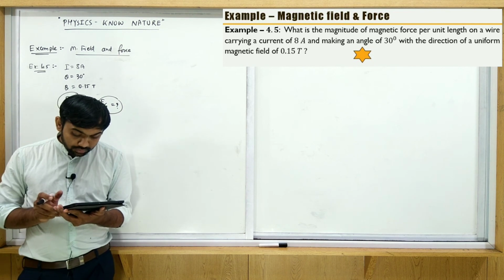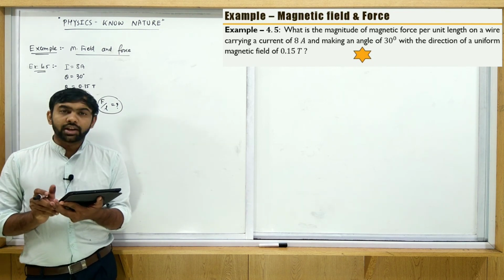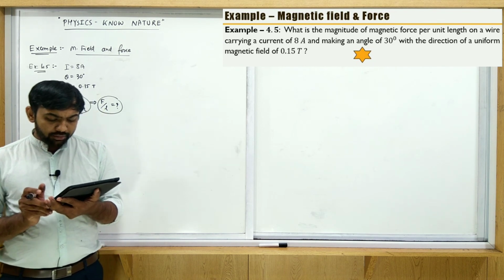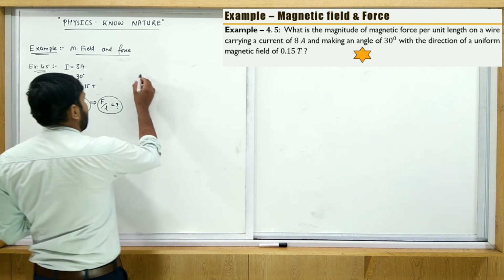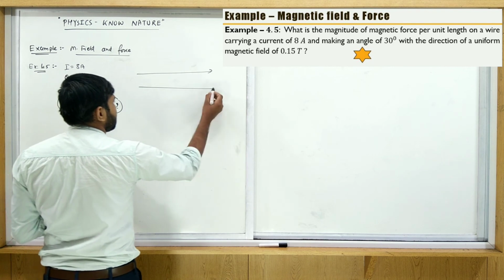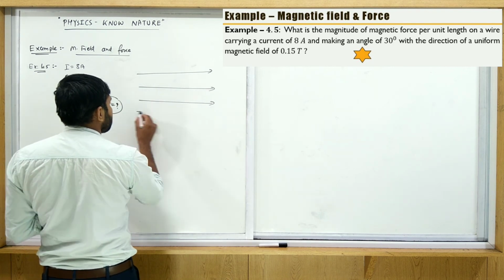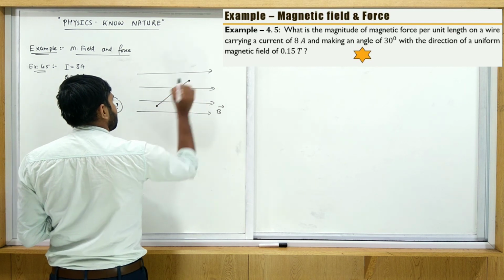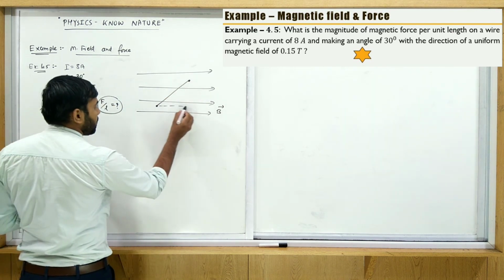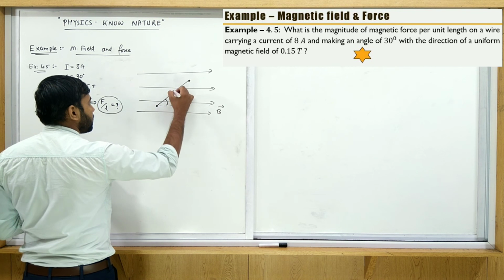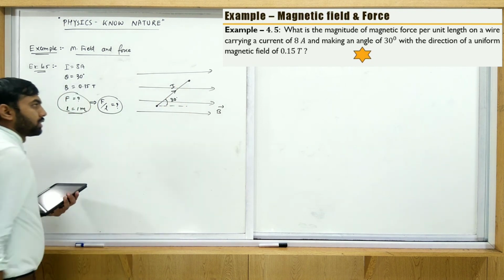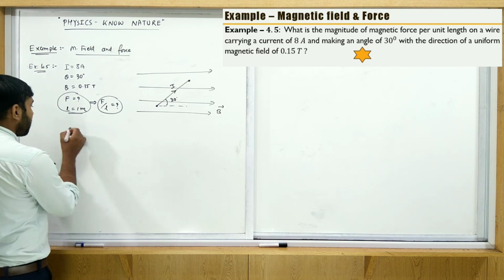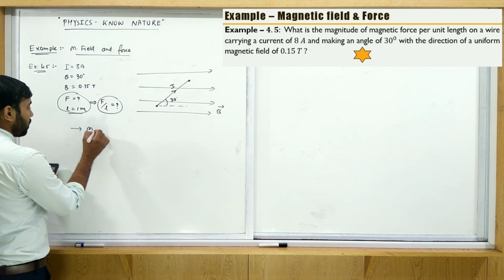Now this wire carries a current of 8 ampere and makes an angle of 30 degree with the uniform magnetic field of 0.15 Tesla. Means this type of consideration, suppose this is B, the uniform magnetic field, and the wire is like this. So the angle is 30 degree. Some current flows through it. So it is making an angle of 30 degree. So what is this magnetic force? Directly use the equation of this one.